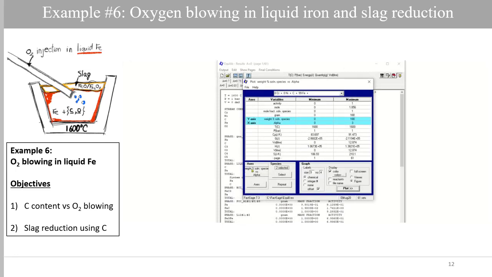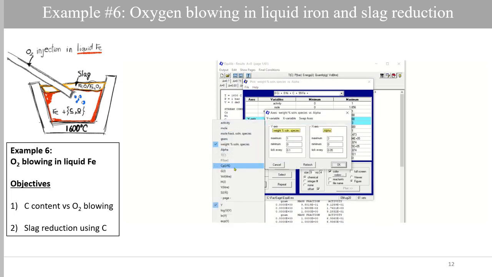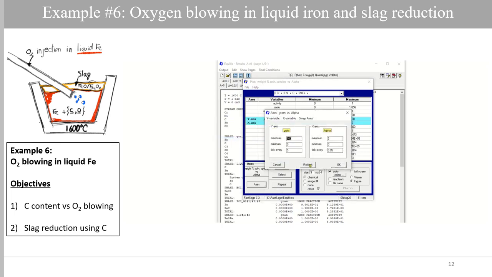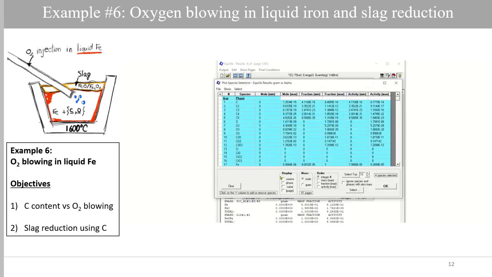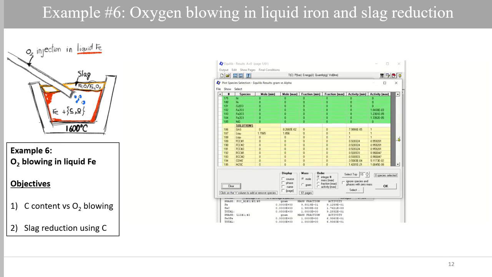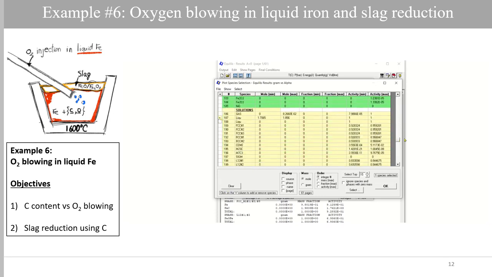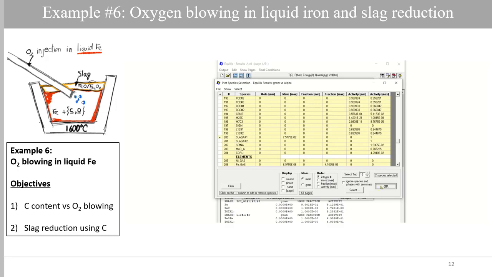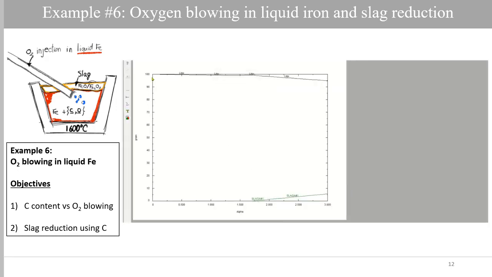Now, instead of plotting the weight percent of species in a solution, I'm going to plot the amount in gram of different phases in my system. So I click on OK. And now what I want is to select, at the end, you will see the solution. So I want to select the liquid and the slag phase. Now I can see that I have a lot of liquid, and I start to form a slag phase around 1.770 in terms of oxygen blowing.